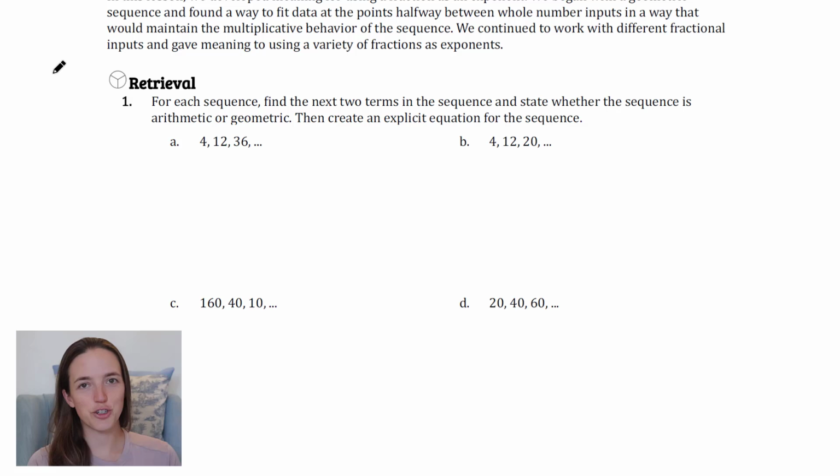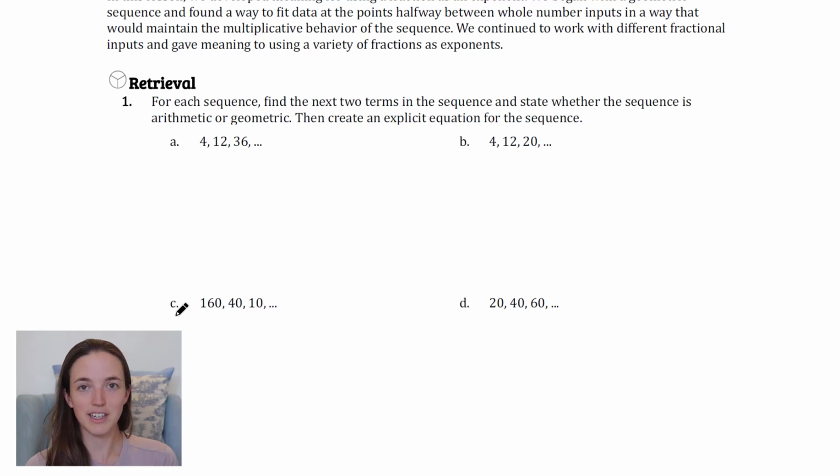This is the lesson 2.4 retrieval in our packet. It is on page 36. First up, for each sequence, find the next 2 terms in the sequence and state whether the sequence is arithmetic or geometric, and then create an explicit equation. Big review from Unit 1. We've done this a lot.